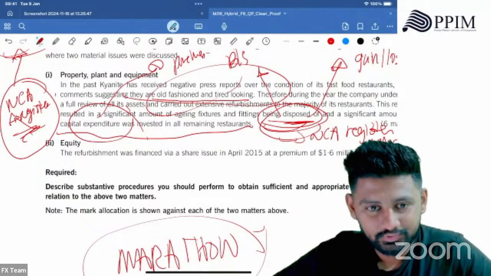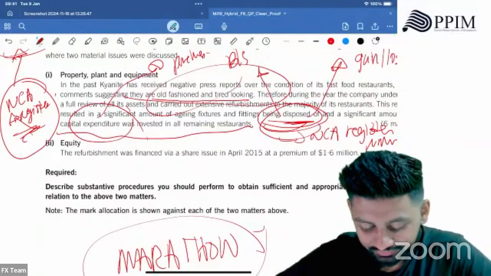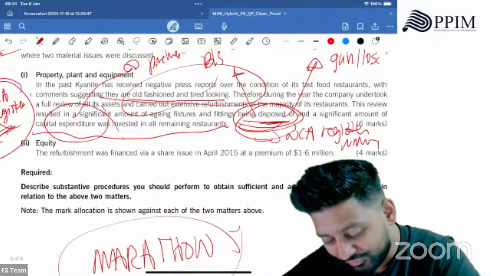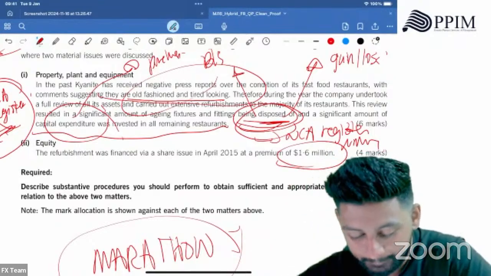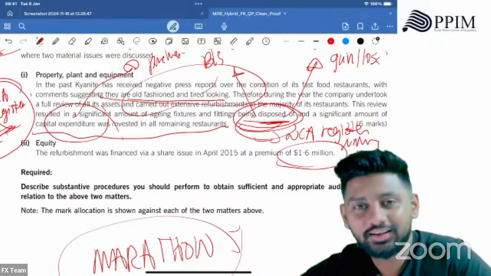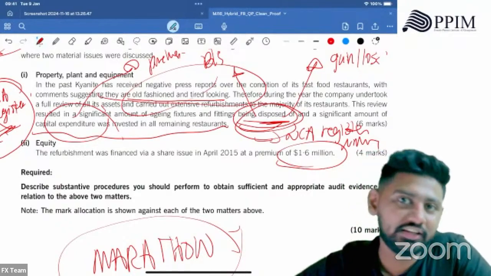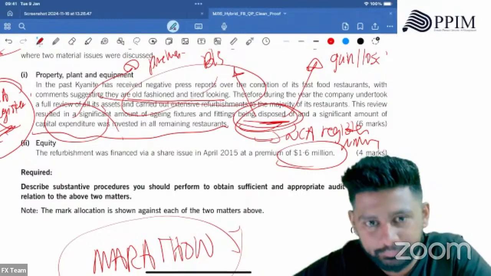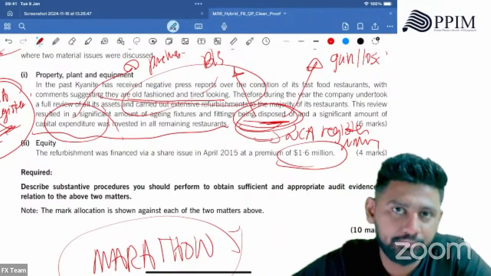Okay. The refurbishment was financed via a share issue in April 2015 at a premium of 1.6 million. So how did you do the refurbishment? The refurbishment was done through a premium. You went for a share issue premium. You issued shares at a premium.